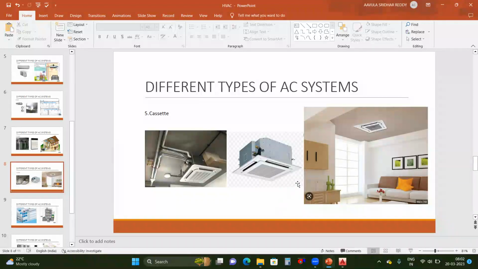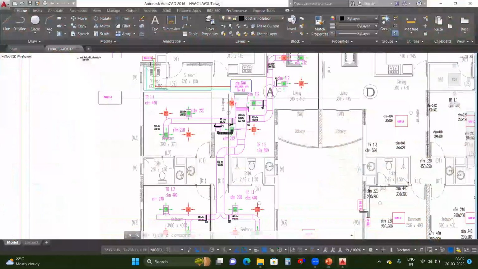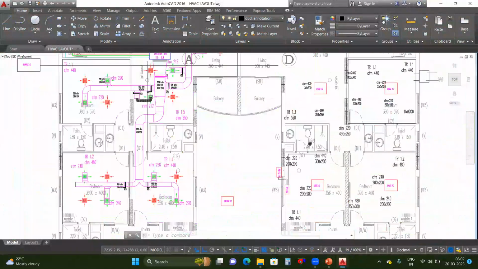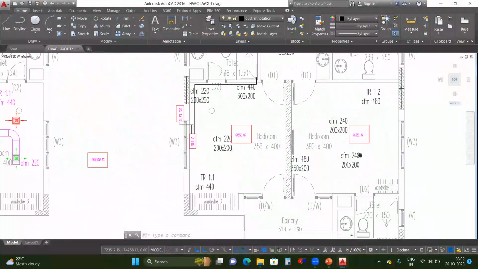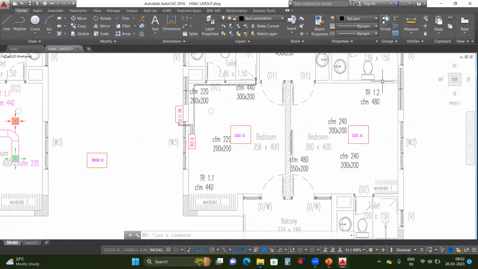It also depends on the false ceiling. So if you have taken a plain false ceiling, you can go with these cassette ACs. So the false ceiling also matters here. You can see here, I have taken one bedroom, and for this, I have placed the cassette AC. So if I have taken the cassette AC as a unit, I can place this unit in the center of the room.